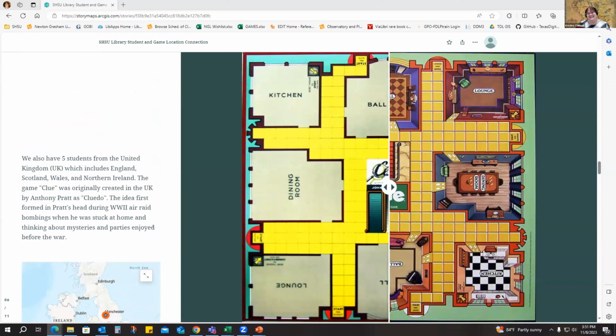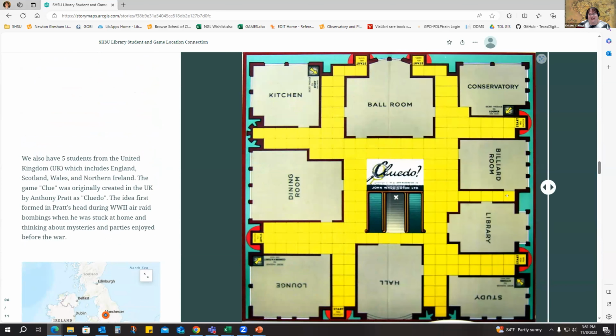This is one we all know. It's Clue, and it actually originated as Cluedo. So on this first side, we can see the Cluedo game. It was in the UK, is what they say, but specifically in England, during World War II with the bombing. Anthony Pratt said he was stuck in his home because they couldn't go anywhere during the bombing. He was thinking about all the different parties and the fun mystery games that they were doing and the mystery stories that they loved, especially Agatha Christie. And that's what helped him to start thinking of this idea for Cluedo, which we know in the States as Clue.